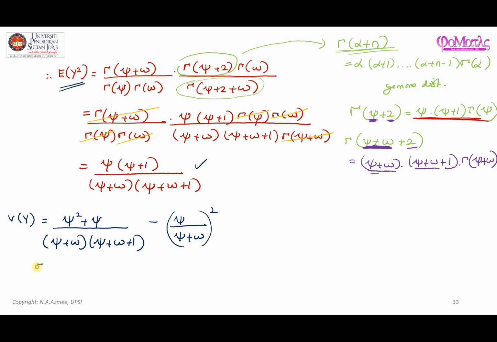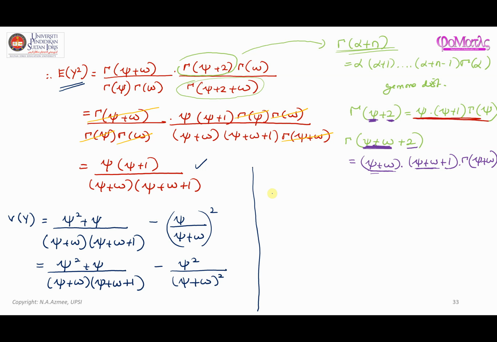Okay, so that becomes psi squared plus psi over psi plus omega, and this becomes, if you square it, you get the result here, psi squared. And at the bottom, I'm just going to write down psi plus omega, and you square it. Okay, now I'm just going to continue right next here.